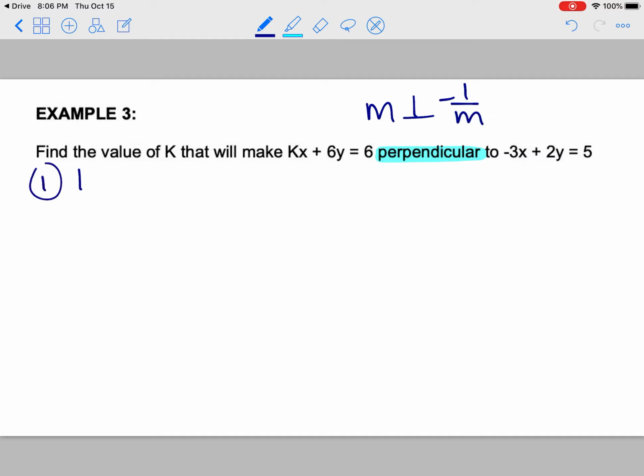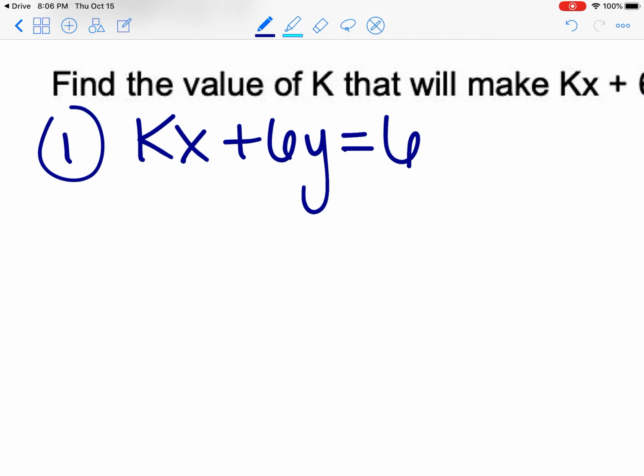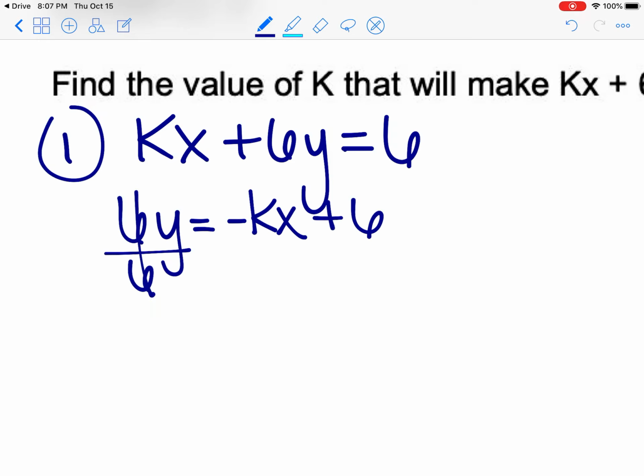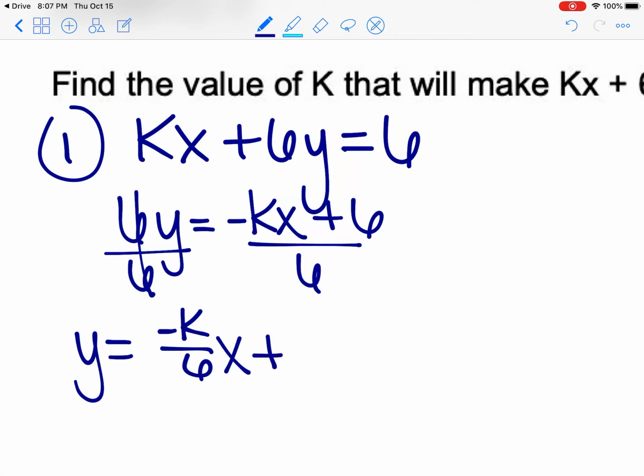Okay, so step 1. Let's take our first equation. Yes, it has a k, but we can still solve it for y. Okay, let's move our kx over. So we're at 6y equals negative kx plus 6. Divide both sides by 6. Y equals negative k over 6x plus 1. Okay, so this is the slope that we're working with right now.